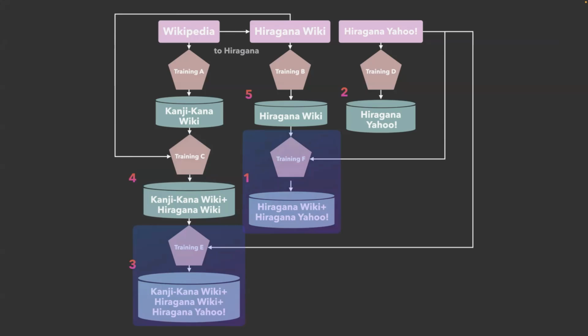When compared to the Kanji Kana Wiki plus Hiragana Wiki plus Hiragana Yahoo model, the difference is whether or not the Kanji Kana Wiki model information is present. Probably, in this case, the accuracy of the Kanji Kana Wiki plus Hiragana Wiki plus Hiragana Yahoo model is reduced by the noise of the Kanji Kana mixed text information.